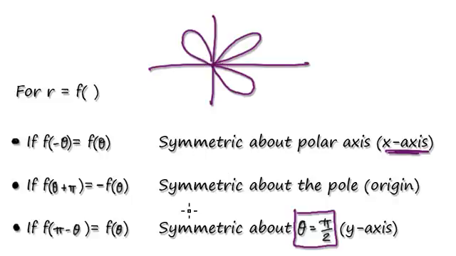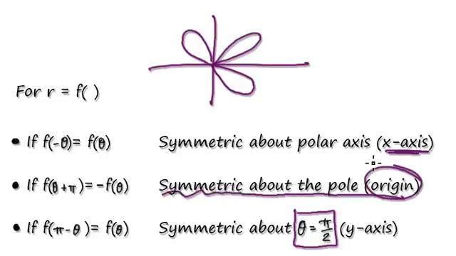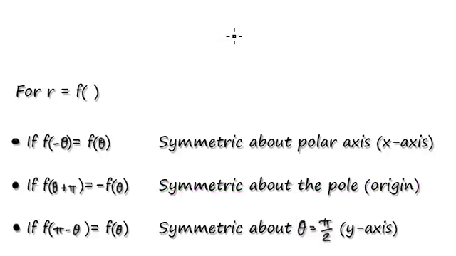And you can also have what's called symmetry along the origin. So this here is the origin. You can have symmetry along the origin, meaning this. Let's say you've got a graph looking like this.